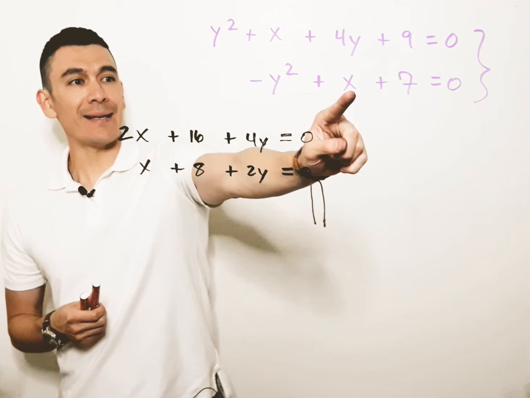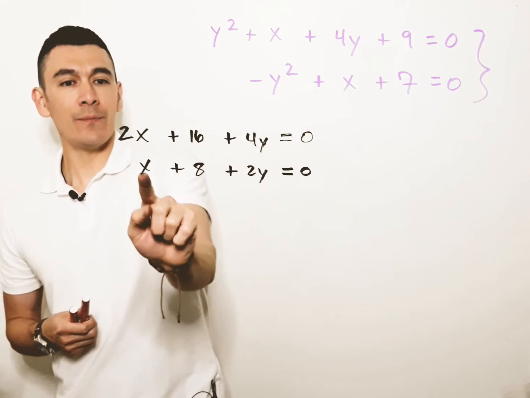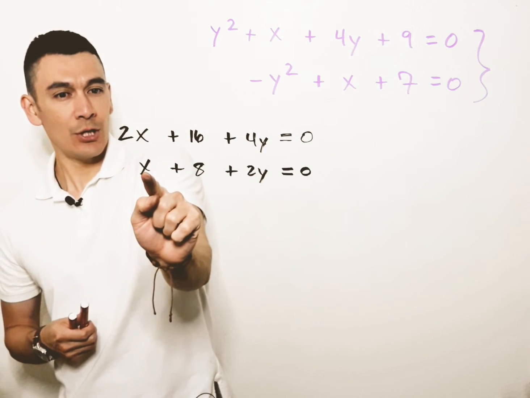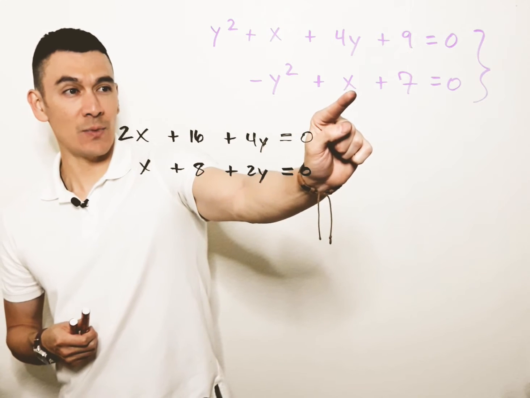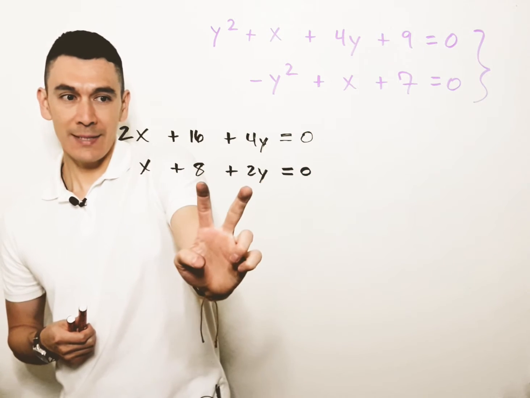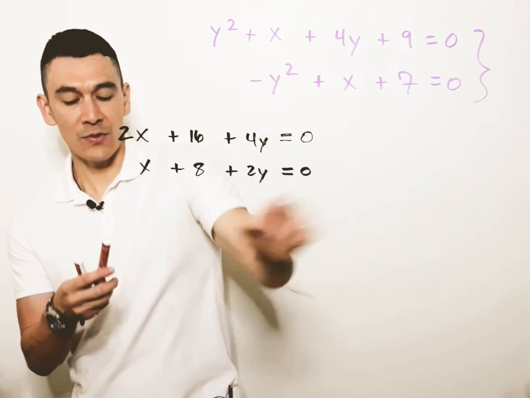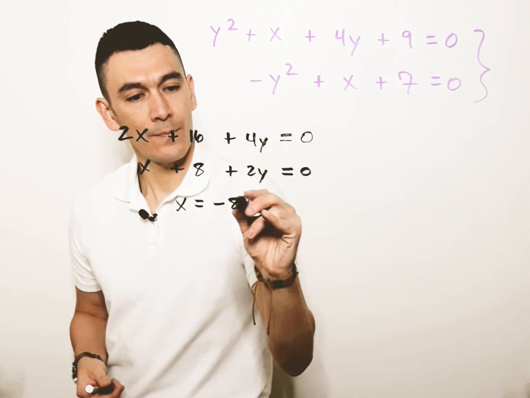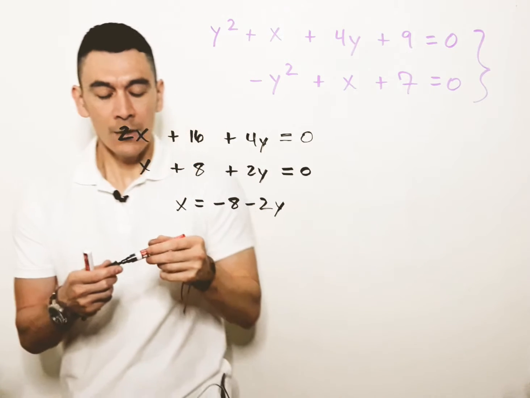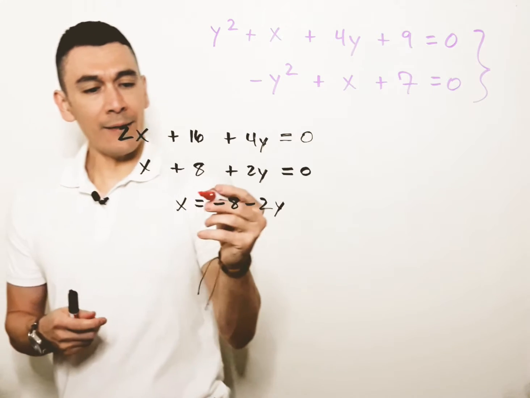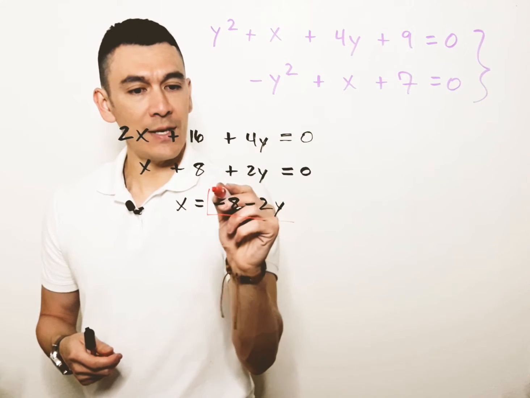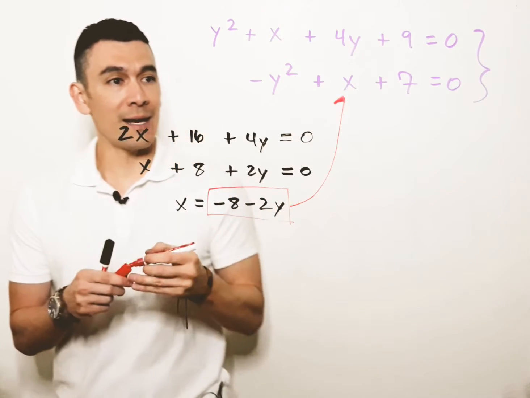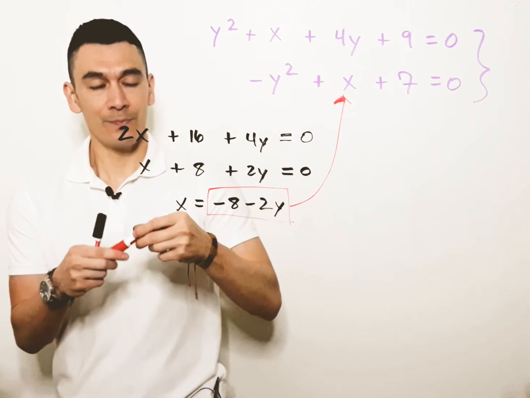I see this x here by itself. Maybe I can get this x alone, and whatever this x equals, by substitution, it can replace this one. Let's get this x alone. Take these two pieces and move them to this side, giving us, so now that we know that x equals this here, by substitution, this can replace that x.